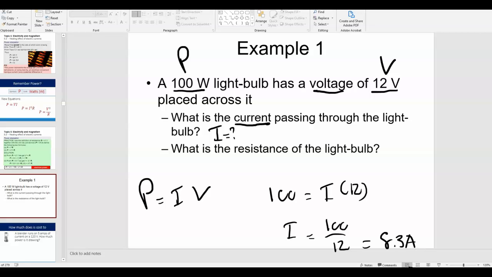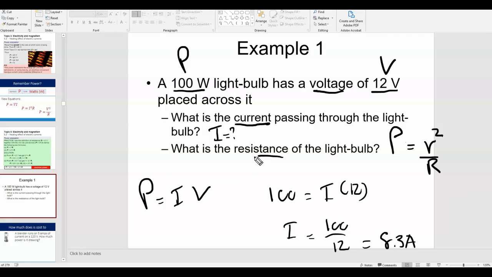Now the second part of this question is asking what is the resistance of the light bulb? At this point I have more than enough information to answer the question. Either I could use another power equation that has resistance, or I could go back to using V equals IR. Either way is fine. I think just for simplicity I'm going to use the equation P equals V squared over R, because I think I can do this one without a calculator.